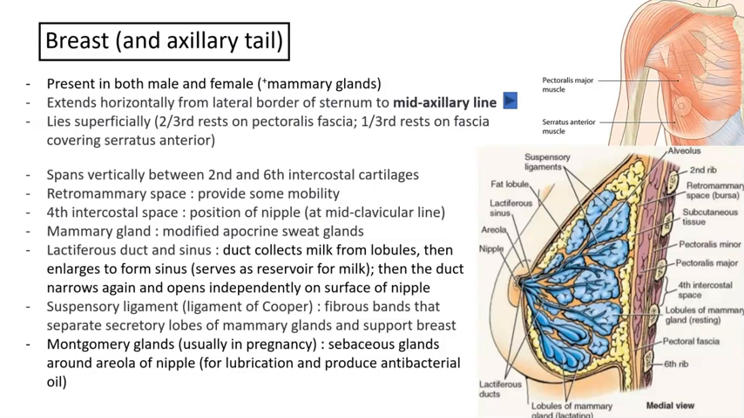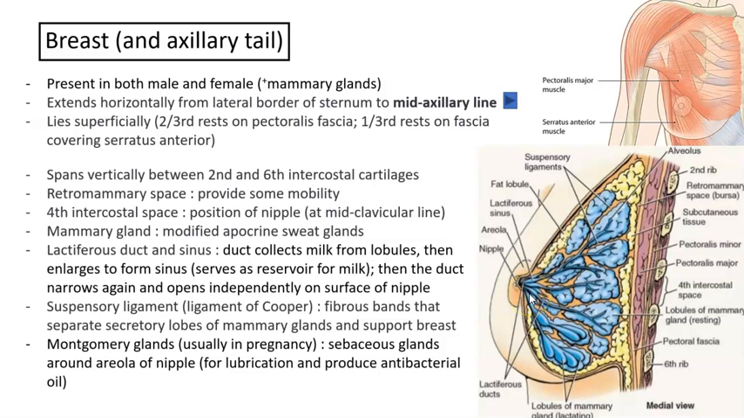What else? Okay, lobes of mammary gland. The lobes of mammary gland are actually modified apocrine sweat glands which produce milk in a lactating mother. The milk produced in the mammary gland will go through lactiferous duct and sinus. This is lactiferous duct and this is sinus. Sinus acts as a reservoir for the milk.